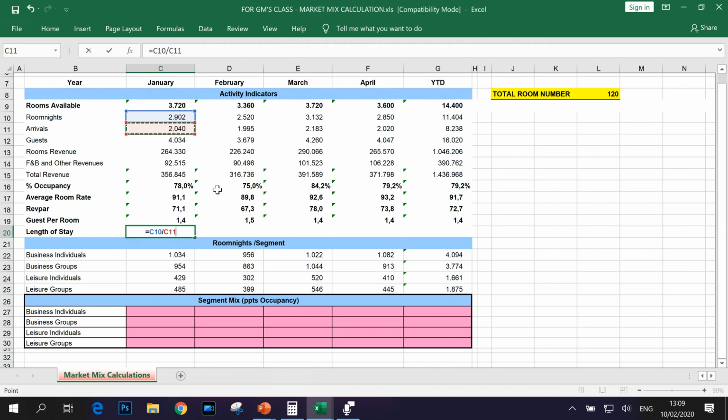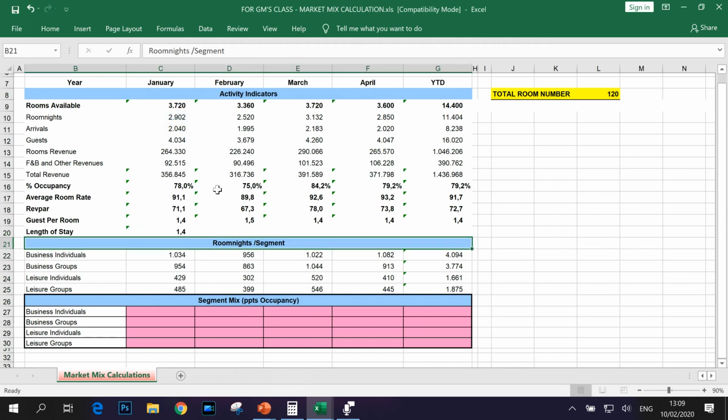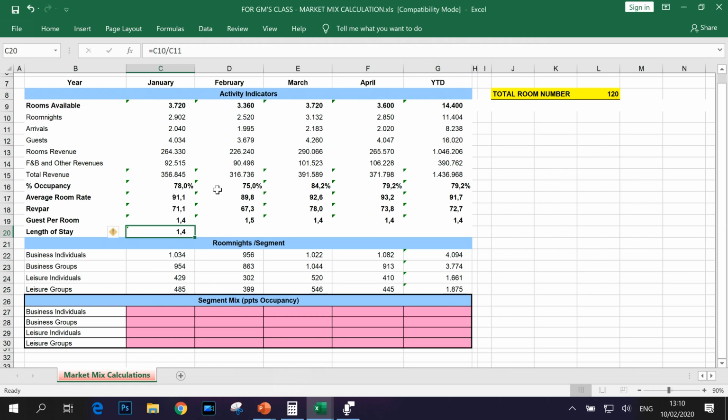So let's see what the ratio is. We have 1.4. So we can say in January, on average, each guest stayed with us for 1.4 nights. Which means many guests stayed only for 1 night, and there were some guests who stayed for 2 nights, 3 nights, and 4 nights. But the majority was only for 1 night.